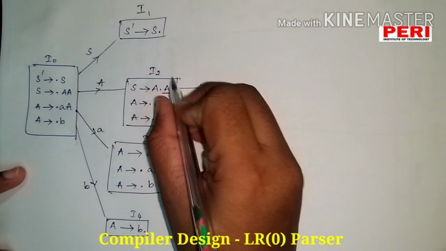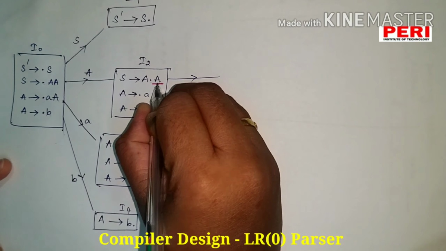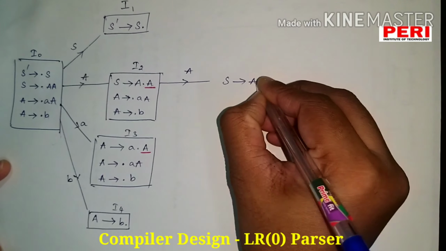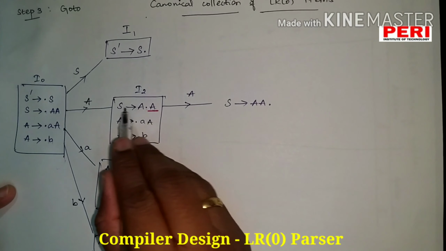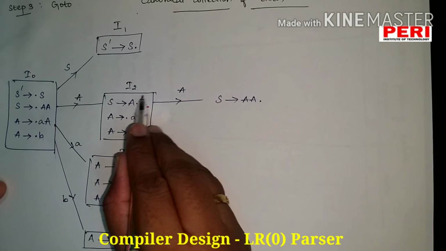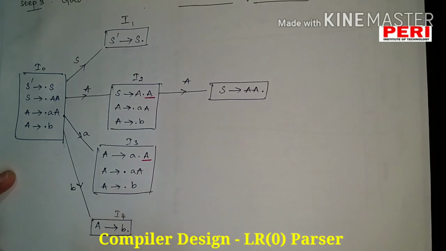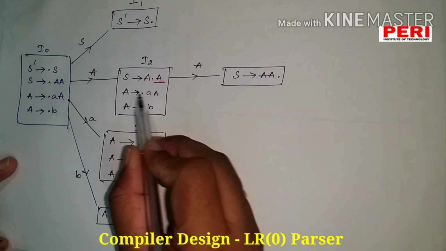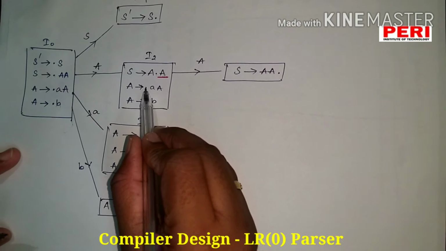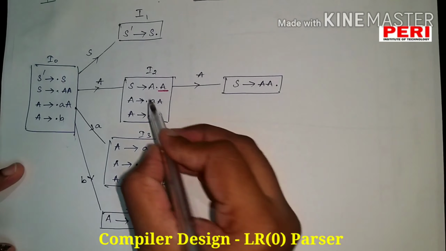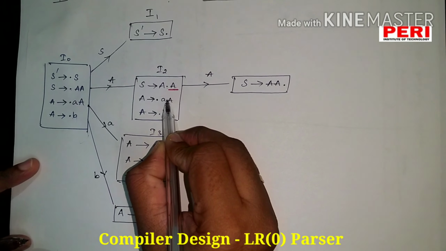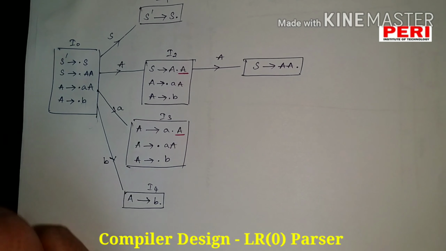I am moving the dot to the end, which means I have to traverse through A. If I traverse through A, what will be my production? S tends to A dot. A is traversed, and the dot is moved one step. So this is my state here. My next production is A tends to dot A capital A, where the dot has to move to the next position by traversing small a.